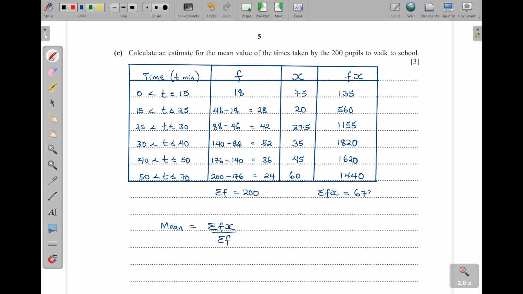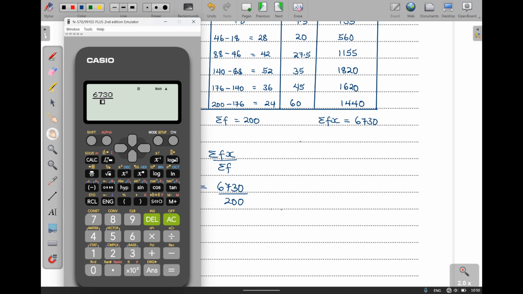So our mean is therefore going to be that 6,730. Then we divide by the 200. So what do we get? 6,730 divided by 200. And this one gives us 33.65.